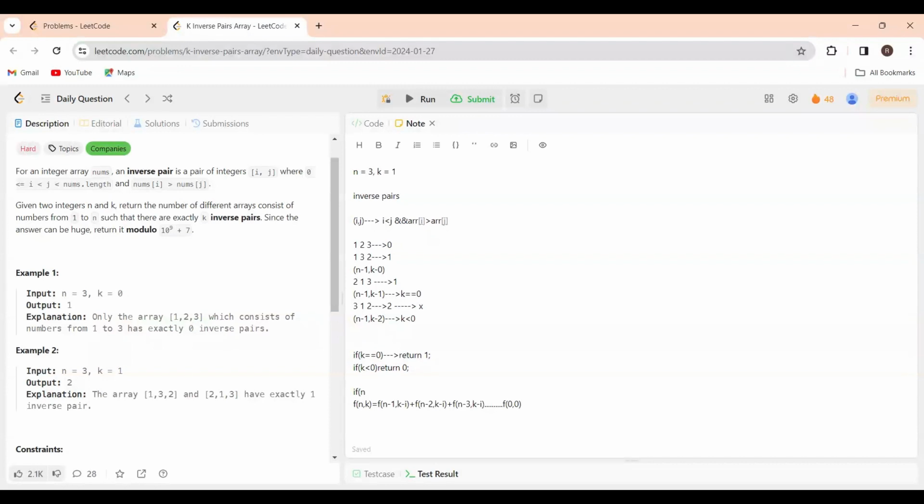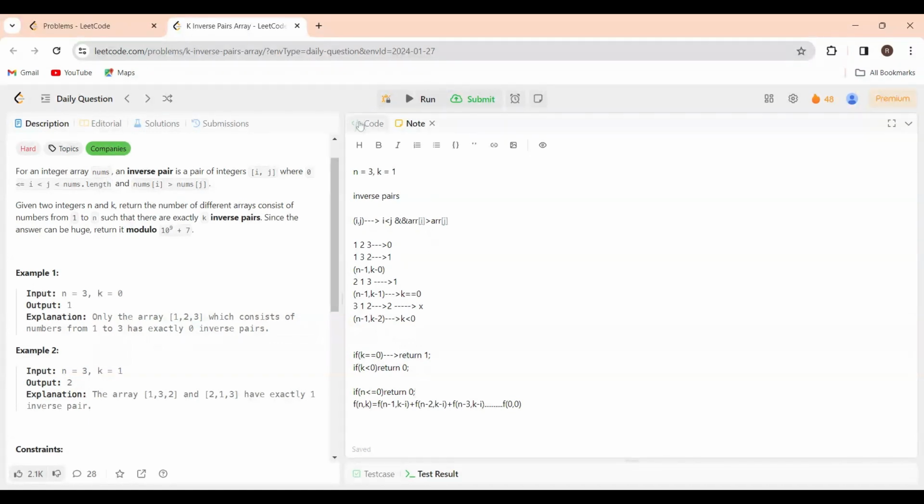And if n is lesser than 0 also, this is an invalid case, right? Minus 1 element is not at all a valid statement. So if n is lesser than or equal to 0, we need to return 0 here. We can make 0 permutations that form these many inverse pairs. So these are the base conditions we need to handle here.